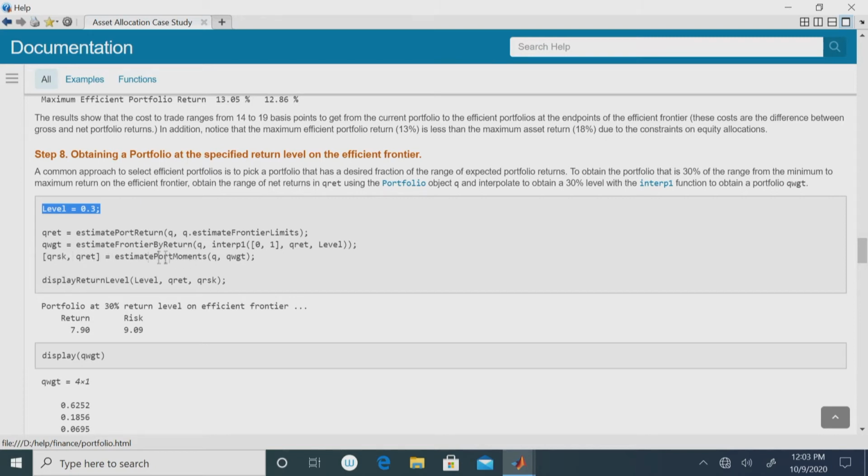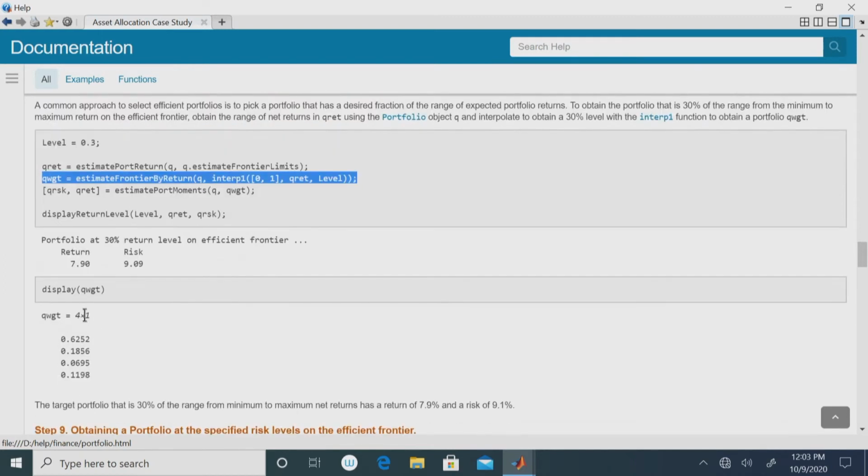So the corresponding return and risk associated with that particular portfolio will be stored as Q RSK and Q return. It turns out that the weights for each of the 4 asset classes are 0.6252, 0.1856, 0.0695 and 0.1198. And for this particular weight being invested in each of the 4 assets, that means 0.6252 into your total value.